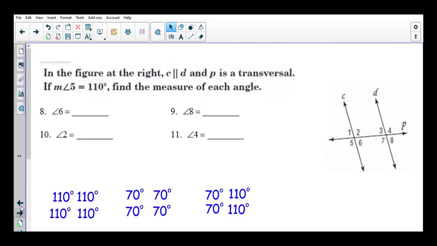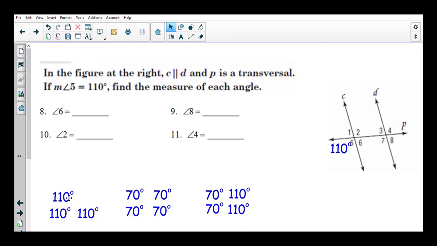So in numbers 8 through 11, it says in the figure at the right, C is parallel to D. We can see that here. And P is a transversal. That's a line that intersects those parallel lines. We know that the measure of angle 5 is 110 degrees. So I'm actually going to write that or slide that over next to that angle measure. So 5 is 110 degrees. Find the measure of each angle. So I usually don't even look at these problems over here. I just go right in and start identifying all of the angles in the picture and then go from there.